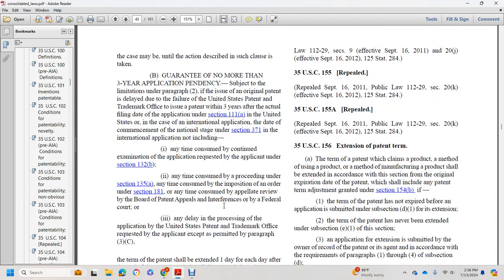Title 35 U.S. Code 155, repealed. Title 35 U.S. Code 155A, repealed. Title 35 U.S. Code 156, extension of patent term.